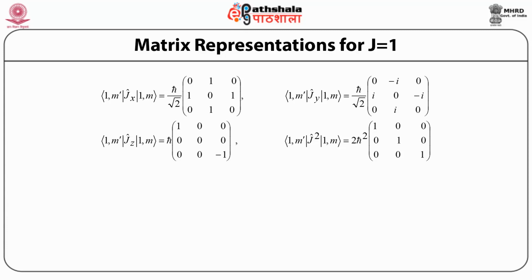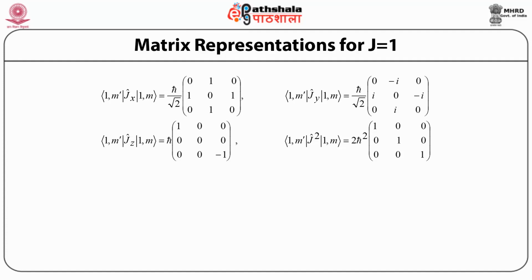The matrix representation of operator Jy in the basis spanned by the eigenket 1m is equal to ħ by 2 into a 3 cross 3 matrix with first row being 0, minus i, 0, second row being i, 0, minus i and third row being 0, i, 0.